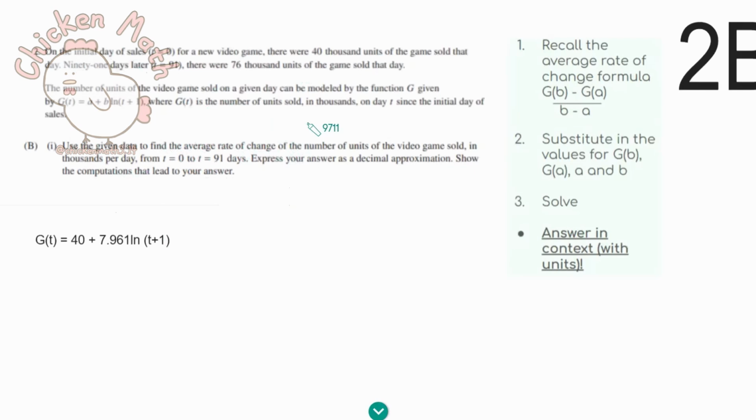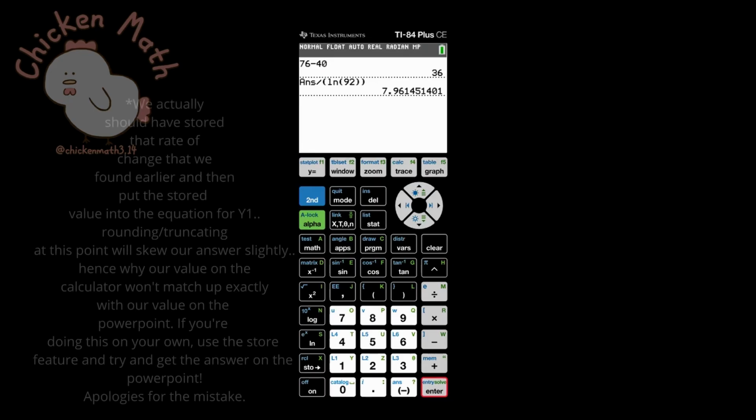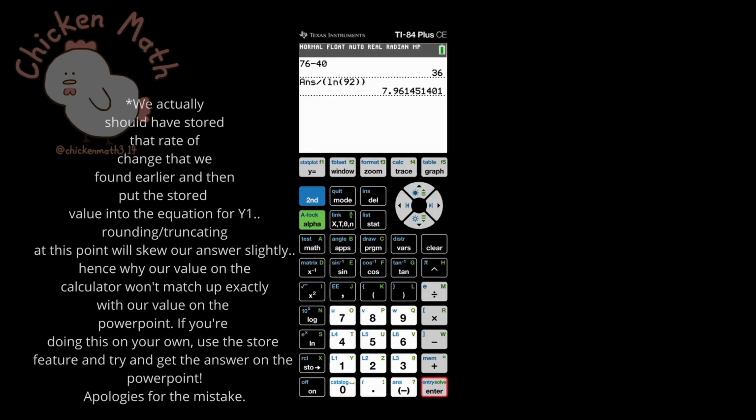And since this is a calculator-based question, we can put G of t into our calculator. So here's a calculator, and we would click Y equals, and we would just type in the equation. Okay, now we have our equation.